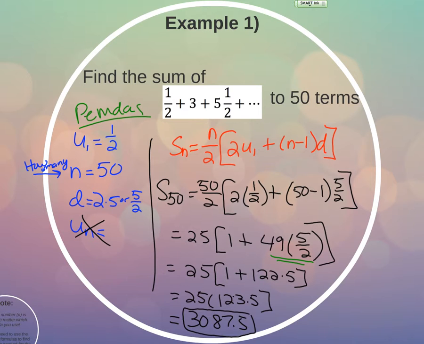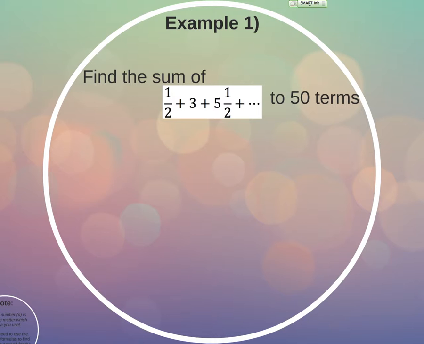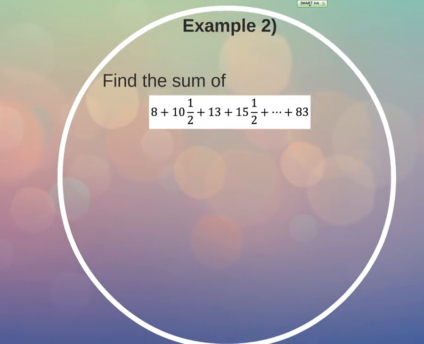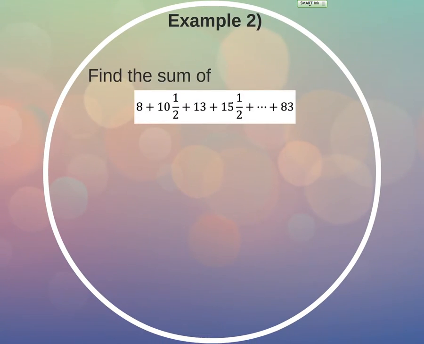Okay. So then we're going to get another example here. Same directions. Find the sum of, but in this case, my series is 8 plus 10.5, plus 13, plus 15.5, plus a whole bunch of stuff I don't even know, plus 83.